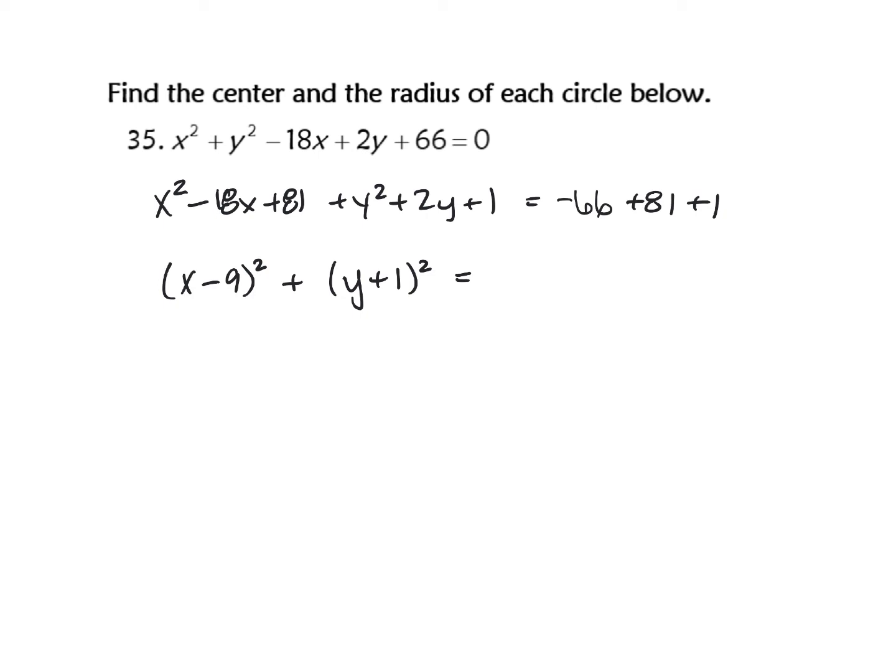So negative 66 plus 81 plus 1 gives me 16. So my center here lies at 9, negative 1. My radius is the square root of 16, or 4.